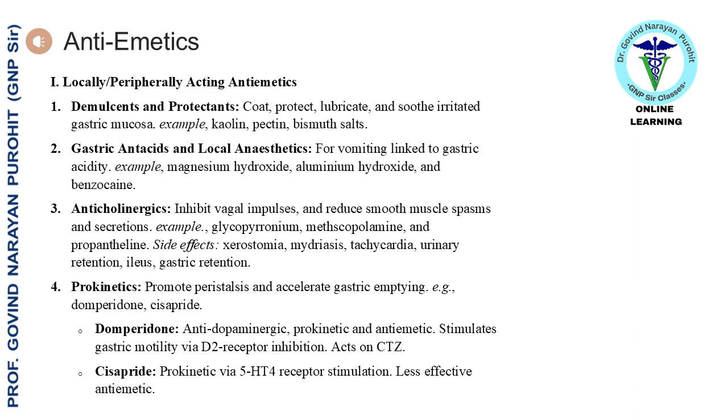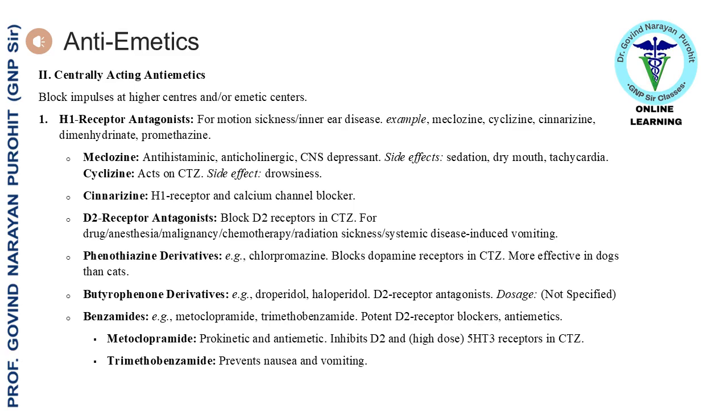Less effective antiemetic. 2. Centrally acting antiemetics. Block impulses at higher centers and/or emetic centers. H1 receptor antagonists, for motion sickness, inner ear disease. Example: meclizine, cyclizine, cinnarizine, dimenhydrinate, promethazine. Meclizine, antihistaminic, anticholinergic, CNS depressant. Side effects: sedation, dry mouth, tachycardia. Cyclizine acts on CTZ. Side effect: drowsiness. Cinnarizine, H1 receptor and calcium channel blocker.